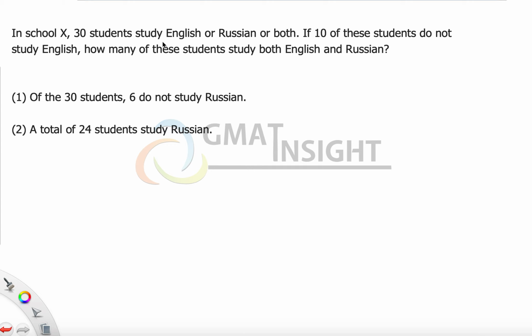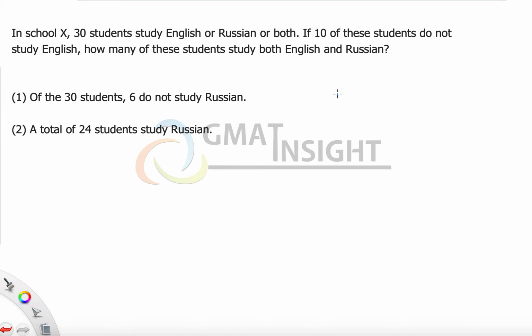In school X, 30 students study English or Russian or both. When we read this question, we can quickly understand that it's a question of overlapping sets, and it's a question of two sets as we can see. The best possible method for answering the questions of two sets is making the grid.